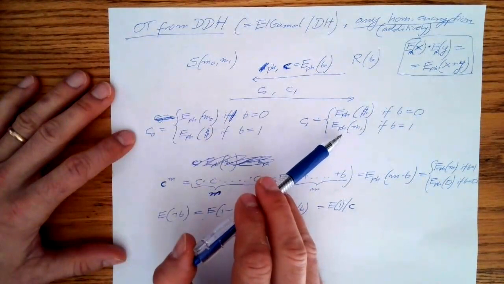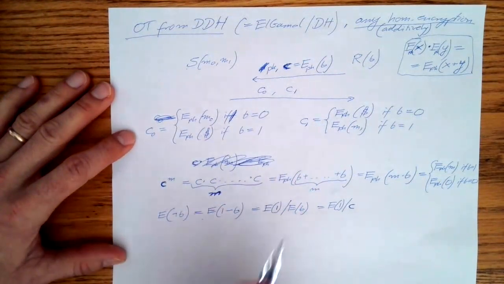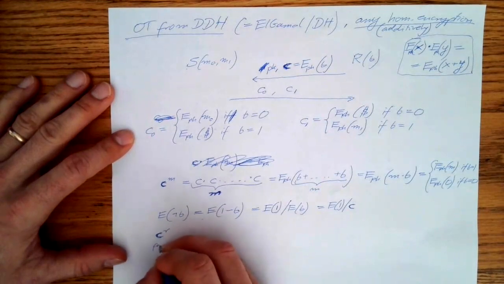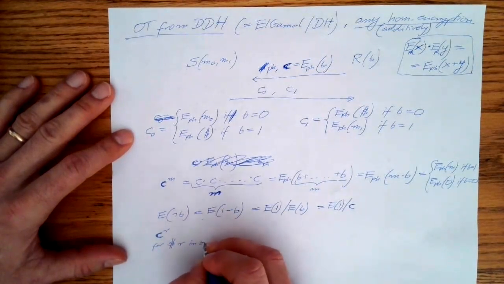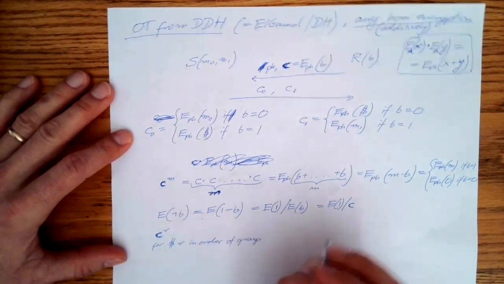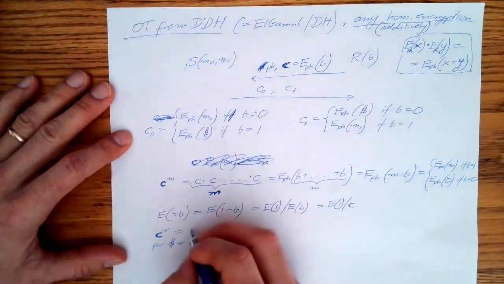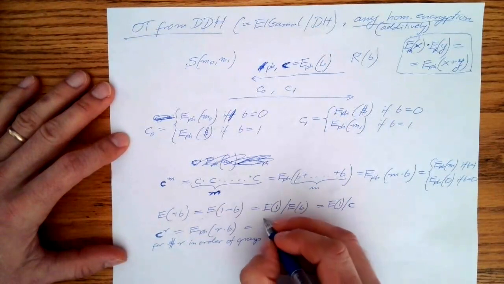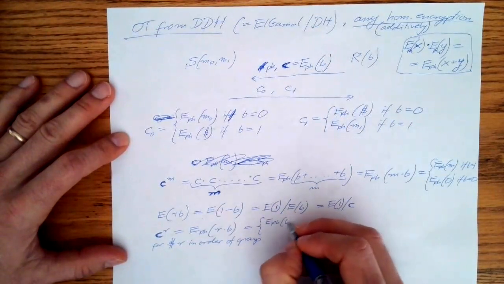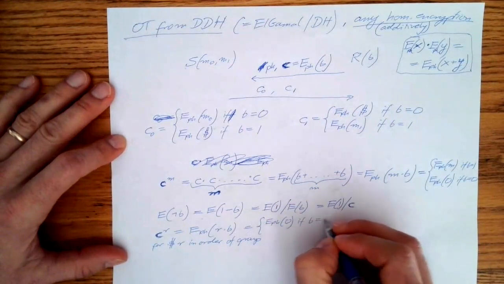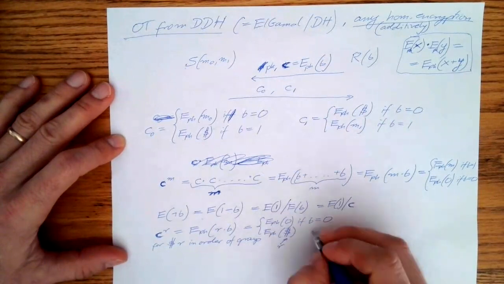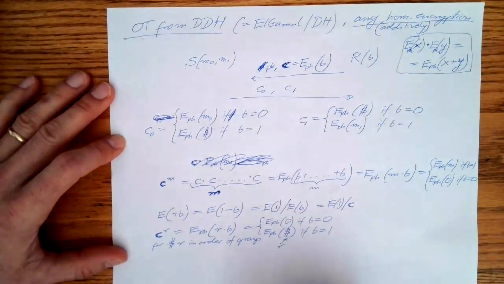So for example, why would I want to do this? Because if I take a ciphertext to the power R, for a random R in the order of the group, then by the same token that is an encryption of R times the bit. That is an encryption of zero if the bit is zero, and it's an encryption of a random value, namely R, if the bit is one.